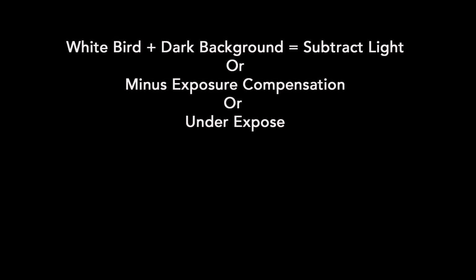Now, if you've got a white bird and a dark background, you're going to need to subtract light with exposure compensation. And what happens here is that the white bird will just be blown out too much because your camera is trying to make that dark background 18% gray. So you need to subtract light so that the background stays dark and you don't blow out the white highlights in the bird. Underexpose or minus exposure compensation if you have a white bird and a dark background.